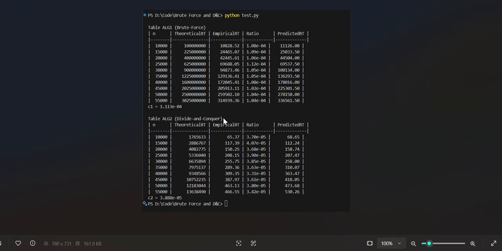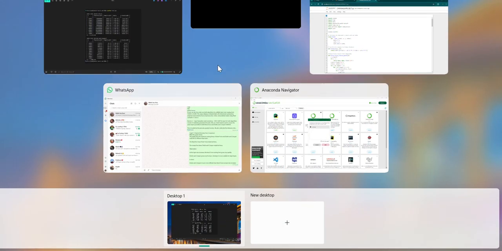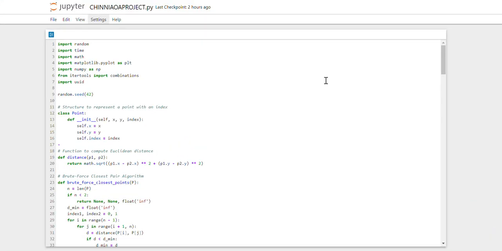And let's talk about input generation and consistency. The input for both algorithms consists of randomly generated 2D points. We use a fixed random seed to ensure that the same input is given to both the brute force and divide and conquer methods. This is handled in the generate points function. We also verify that the distance returned by both algorithms is nearly identical. This ensures correctness and fairness in the comparison.